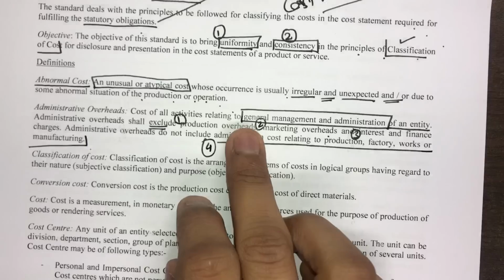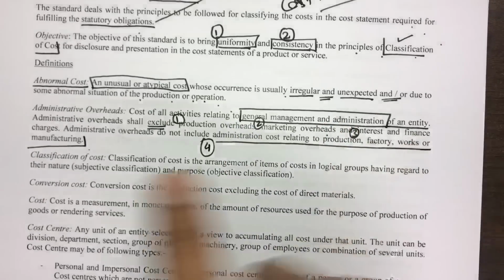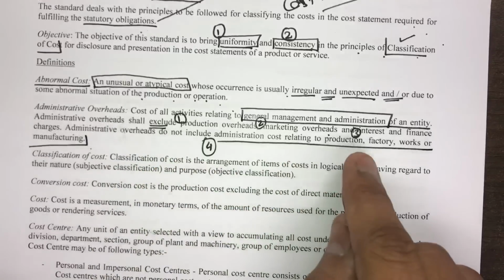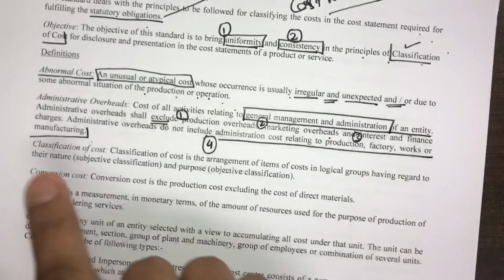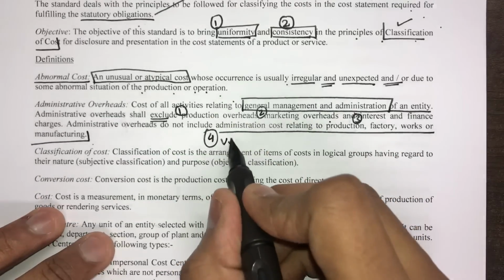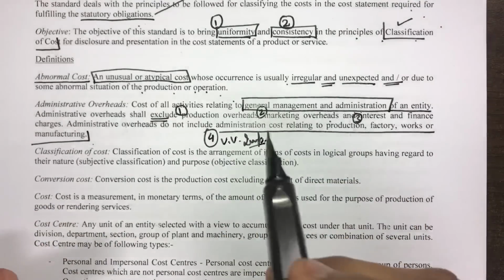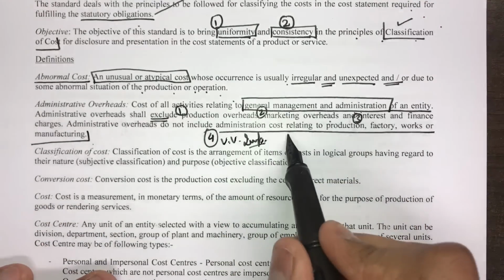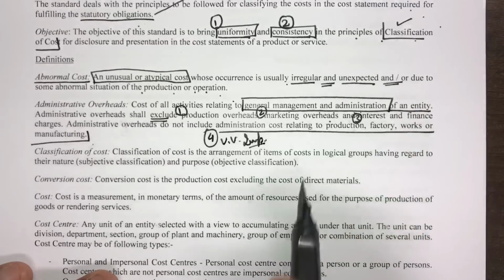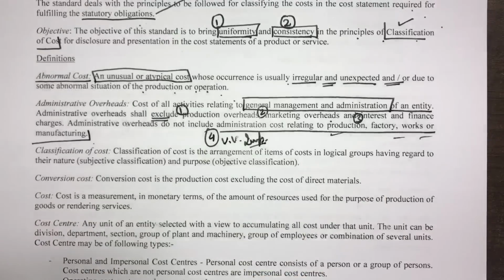Exclusion number one, production overheads. Exclusion number two, marketing overheads. Exclusion number three, interest and finance charges. And exclusion number four, admin overheads which are directly related to production, factory and works and manufacturing overheads. So the fourth exclusion is a very, very important exclusion, because in this exclusion, even when the expenditure is in the nature of administrative cost, even then it is not classified as administration cost, because it is related to production, factory, works or manufacturing. So I'll give you a simple example.